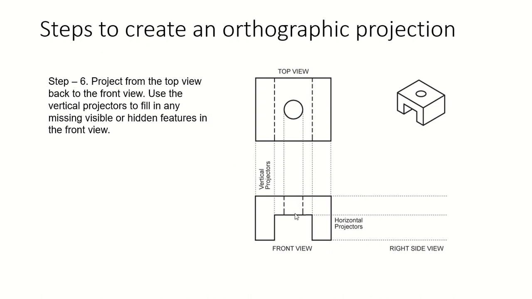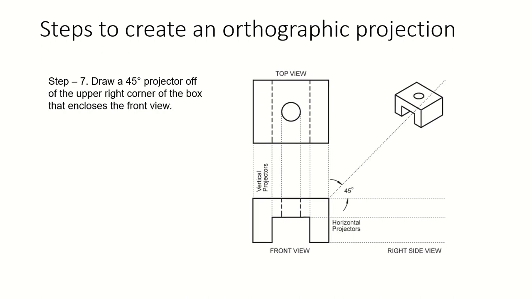Okay, now we get the hidden features for the front view, which is this little cylinder, the hole in your object, shown by this feature circle. We're going to draw a 45-degree miter line. So go draw the 45-degree line, projecting it off the upper right corner of your box from your front view.